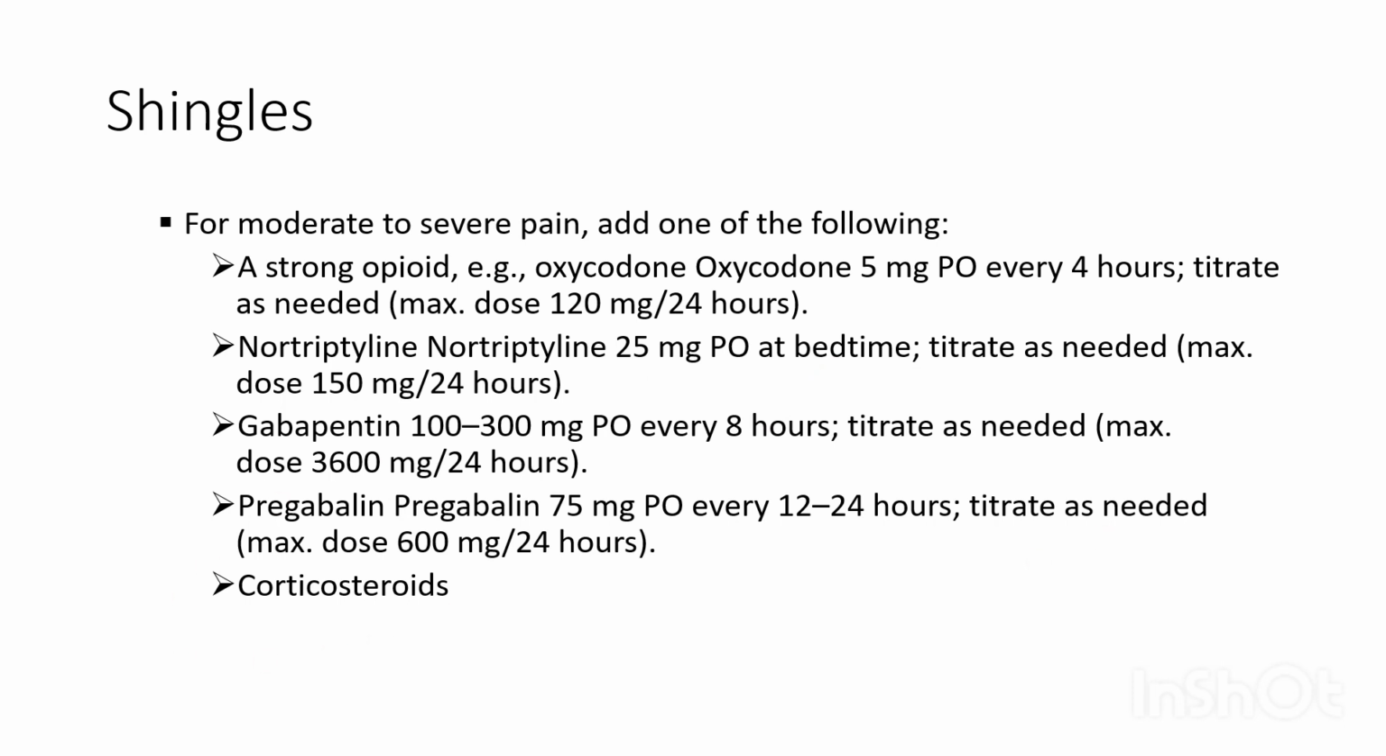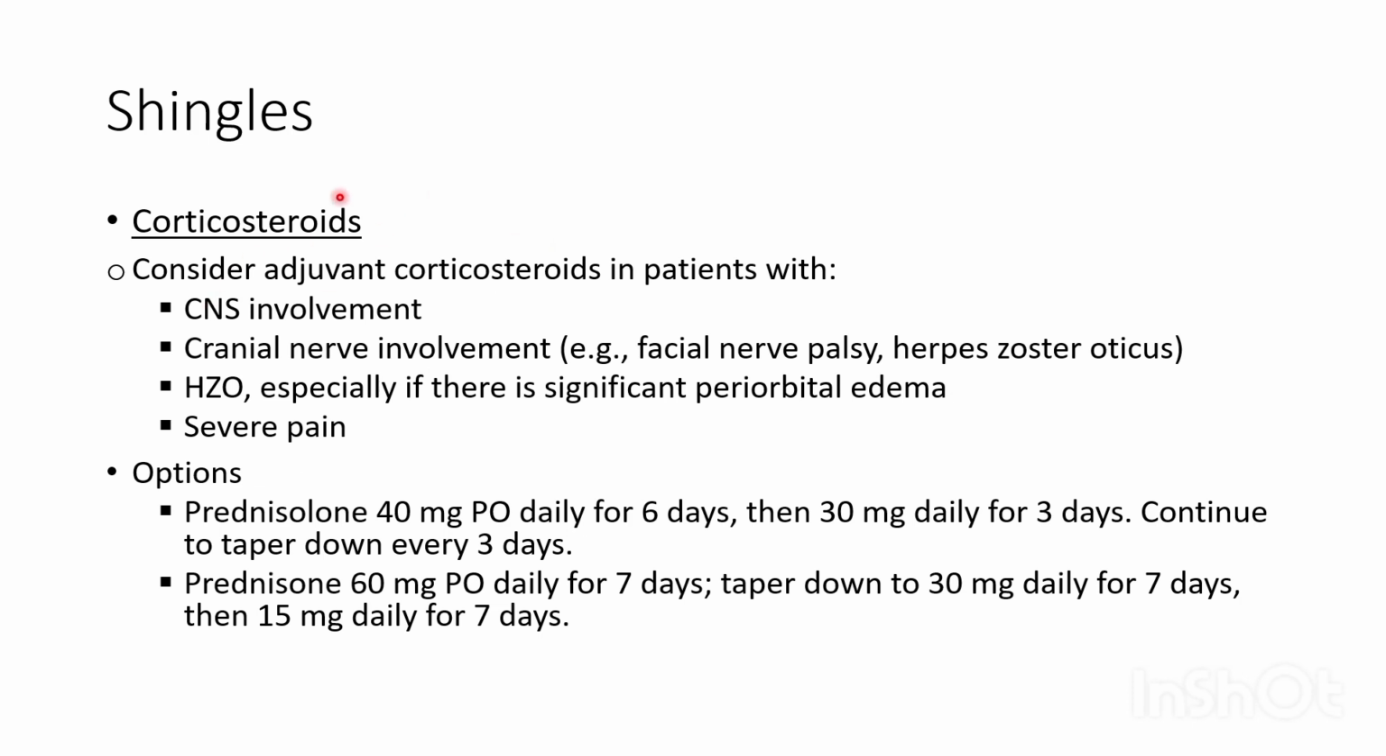Corticosteroids. Consider adjuvant corticosteroids in patients with CNS involvement, cranial nerve involvement, for example facial nerve palsy, herpes zoster otitis, herpes zoster ophthalmicus, especially if there is significant periorbital edema. Severe pain options: prednisolone, prednisone. You can copy the doses by pausing the video.